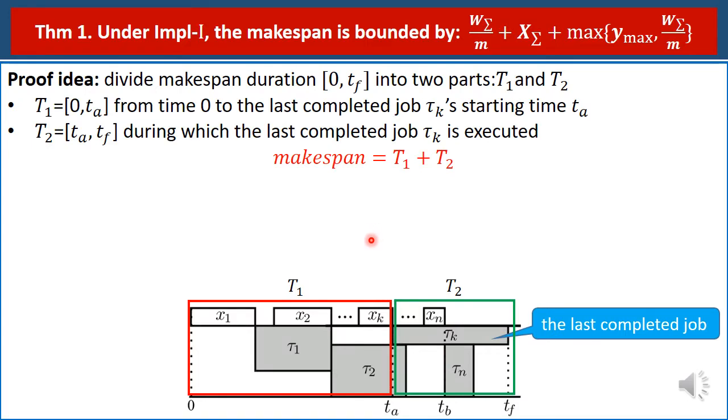We now briefly introduce the proof of this theorem. Here, we first denote tau k as the last completed job. In other words, the makespan equals the job tau k's finishing time, denoted as Tf. And then we divide the makespan duration into two parts, T1 and T2. T1 is from time 0 to the last completed job tau k's starting time, denoted as Ta, and T2 is the duration during which the last completed job tau k is executed, and then the makespan equals T1 plus T2.